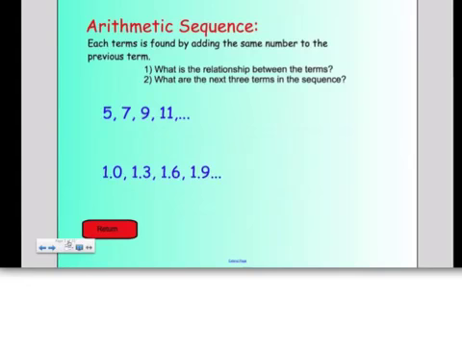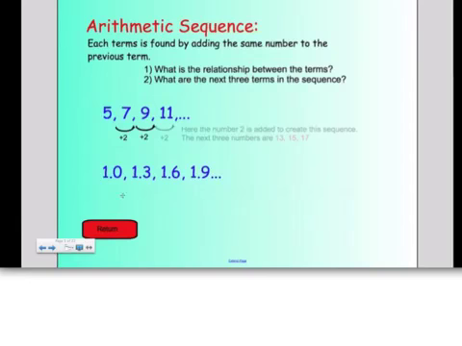So arithmetic sequences are found by adding the same number over and over to the previous term. So for this first one, we see that from 5 to 7, we add 2. From 7 to 9, we add 2. From 9 to 11, we add 2. So we know that we're going to be adding 2 to the next term, which means the next three terms would be 13, 15, and 17, because we would just follow the same pattern.